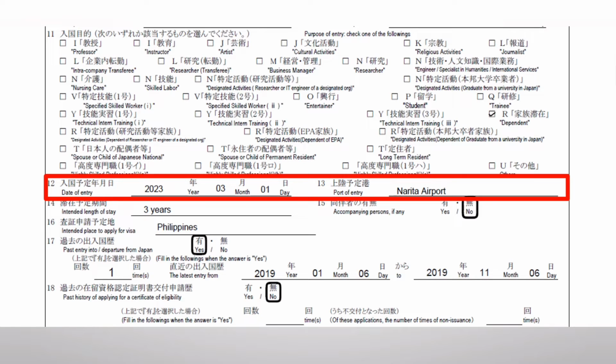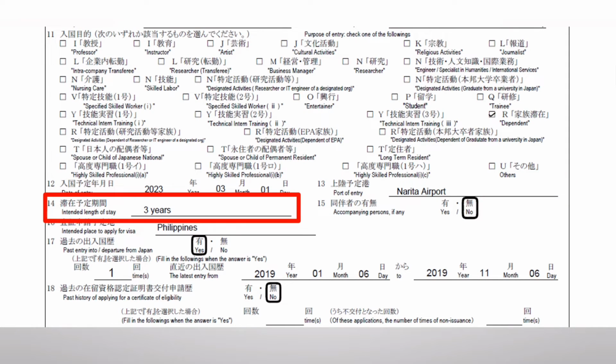So in our example, this application would be passed this month, so we have written 2023 March 1st as his date of entry. Same as number 13, you may write a temporary port of entry, which may be changed on the actual arrival of the dependent. For number 14, the intended length of stay of the applicant would depend on the length of stay of the sponsor or the supporter in Japan. As his sponsor, since I am here for 3 years, we also wrote his intended length of stay as 3 years.